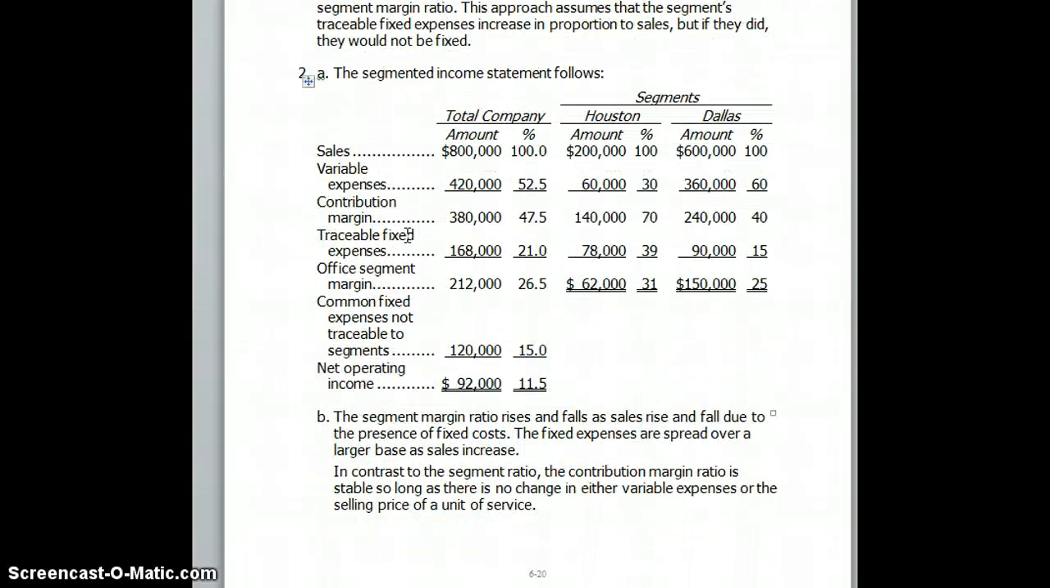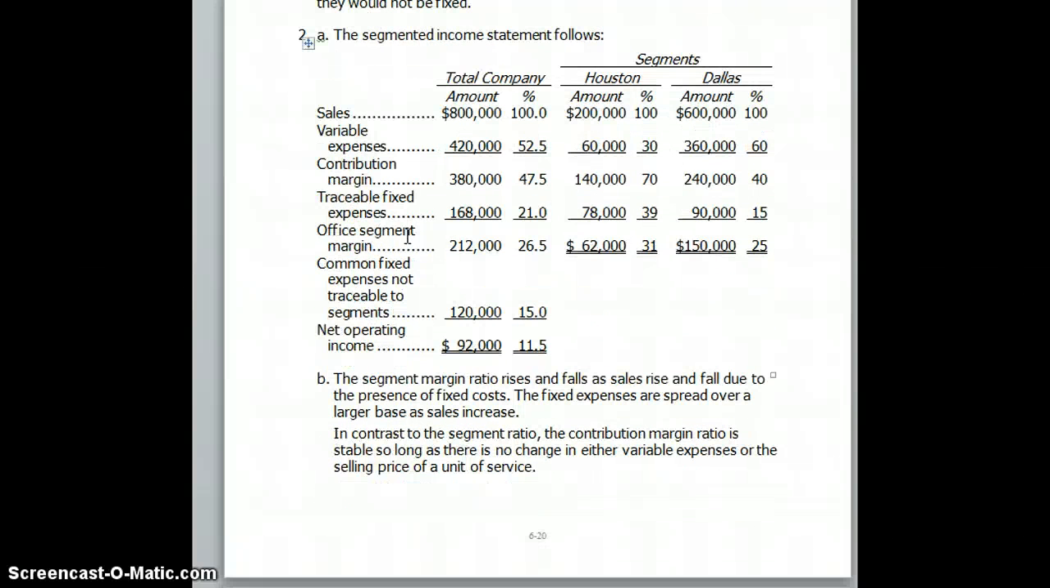If you scroll down to Part 2 of this solution, you would see that increasing the Houston office revenue by 50 grand would bring it to $200,000. Assuming that the contribution margin ratio is still 70%, they did not tell us it changed, we would therefore have a contribution margin of $140,000 and a segment margin of $62,000 after subtracting the traceable fixed cost of $78,000. Overall, the company's segment margin would be $212,000. Net operating income would increase to $92,000.